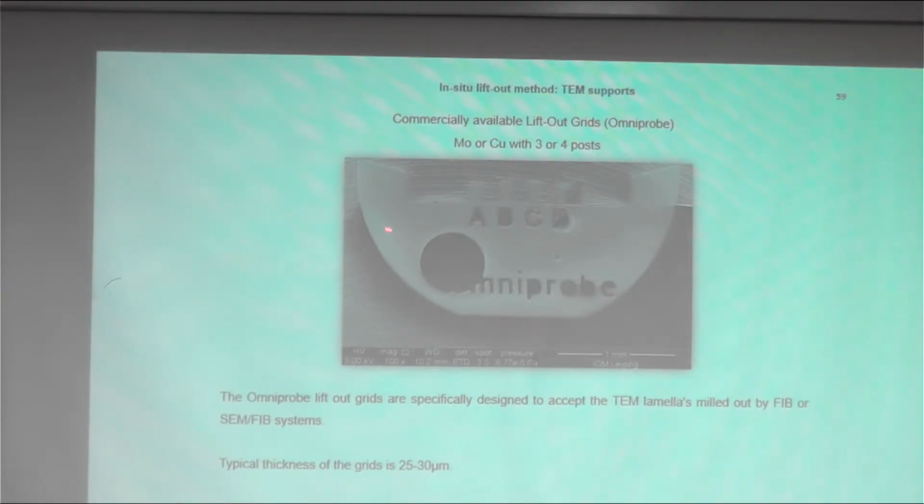The typical thickness of such half grids is between 25 and 30 micrometers. So they are very delicate, and you can bend them very easily. That is the case for copper, so be careful with that. Molybdenum grids are more stable.